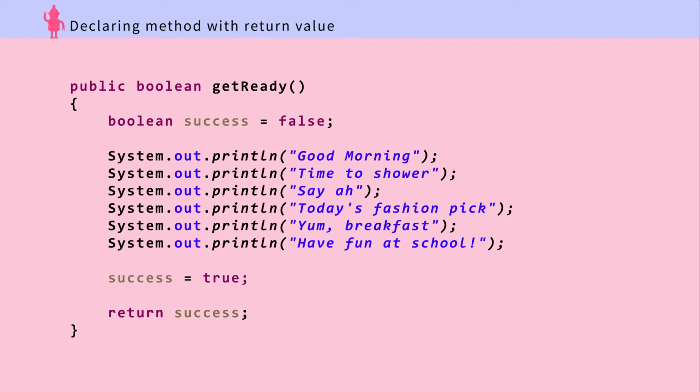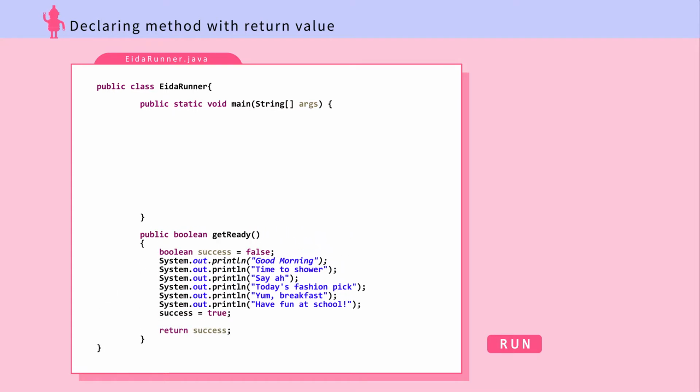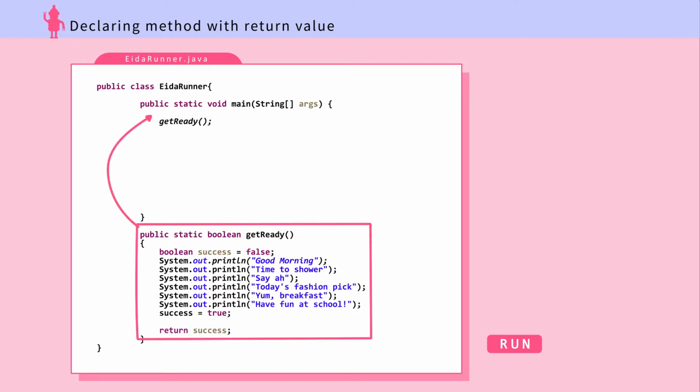Now that we have an upgraded getReady method that returns a value, let's try calling it. Let's go back to the AdaRunner.java file. We'll replace the getReady method with a new one with static inserted in the head. Then in the main method, we will call the getReady method. After every line of the getReady method executes, Java goes back to the main method and finishes the rest.